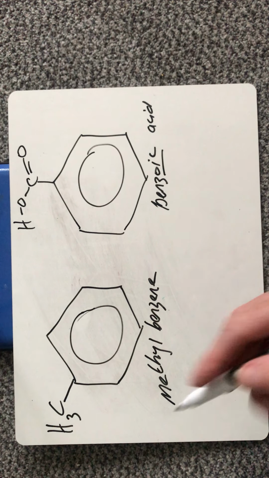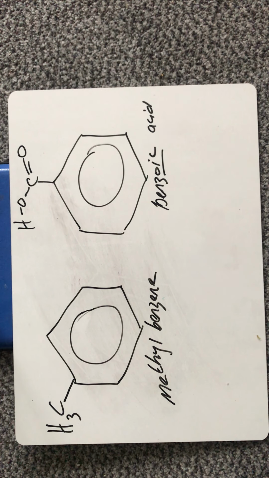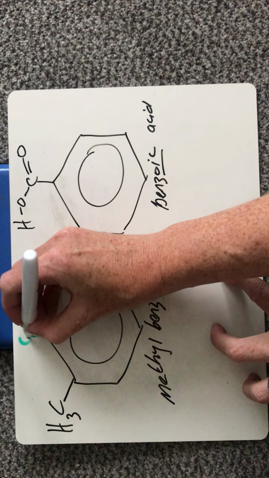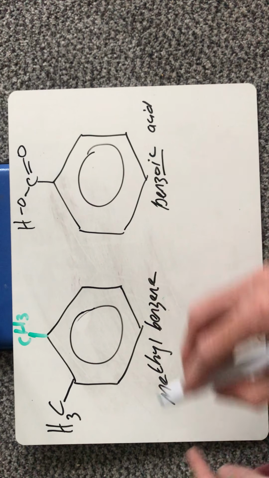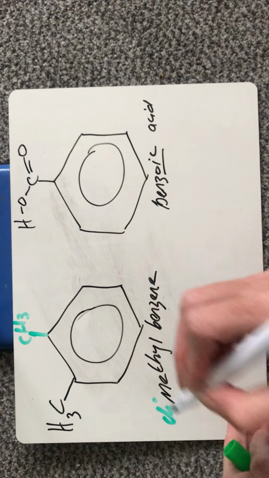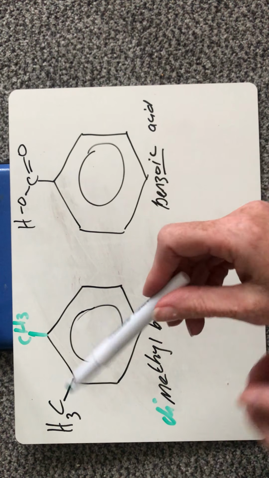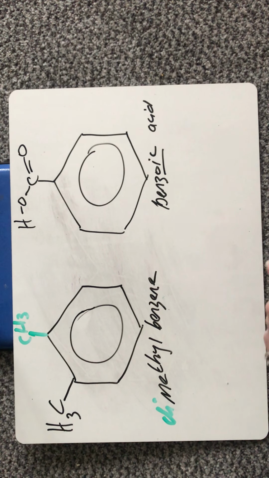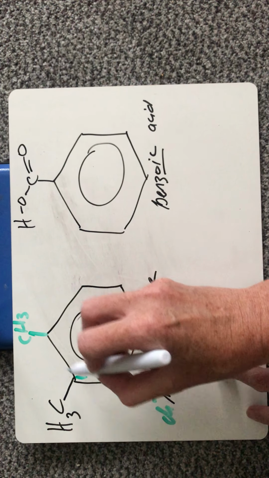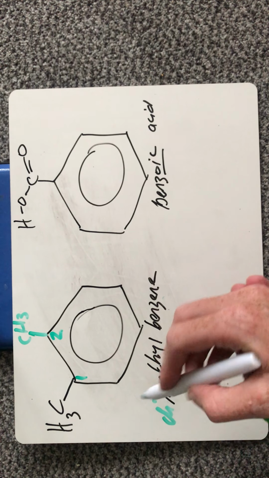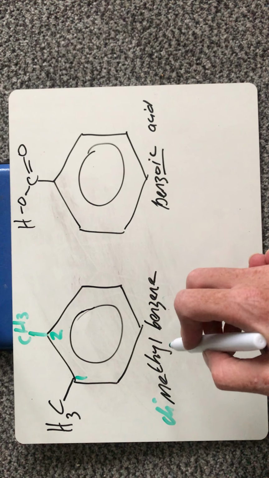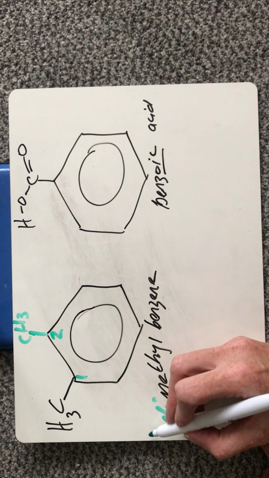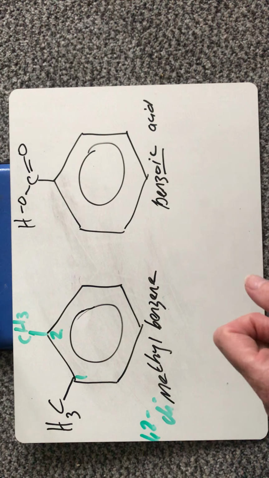Now, if I put extra groups onto that ring, then you need to start numbering it. So if I put another methyl here, then that's now going to be dimethyl benzene. But we need to say what position that second methyl is in comparison to the first. So you do need to start numbering it now. If we put a little 1 there and a 2 there, we can see that the 2 methyl groups are on position 1 and position 2. So you would say 1,2-dimethyl benzene.